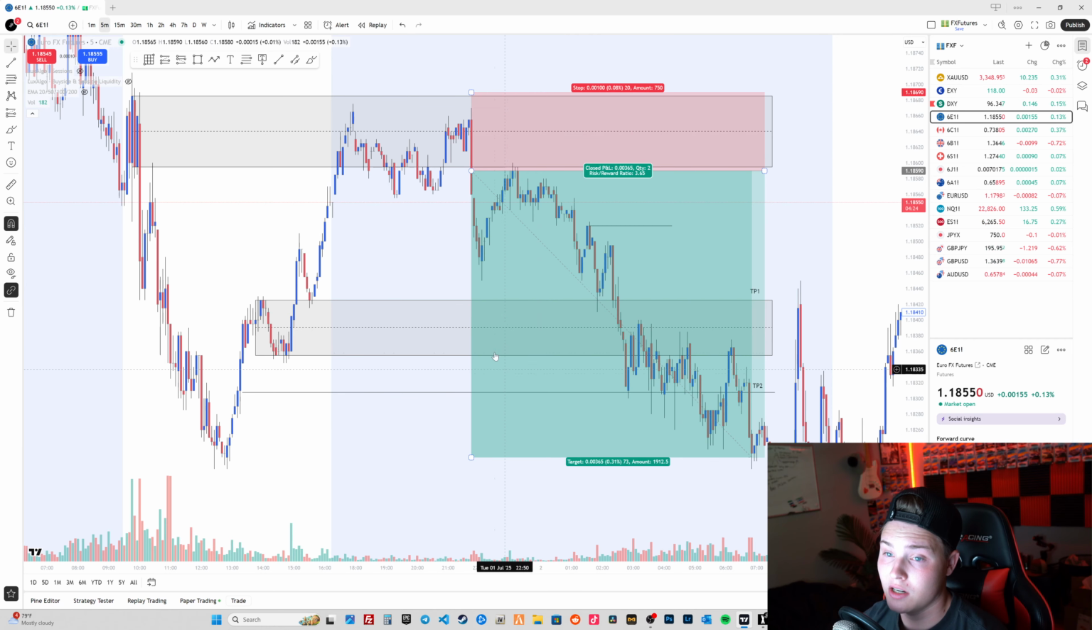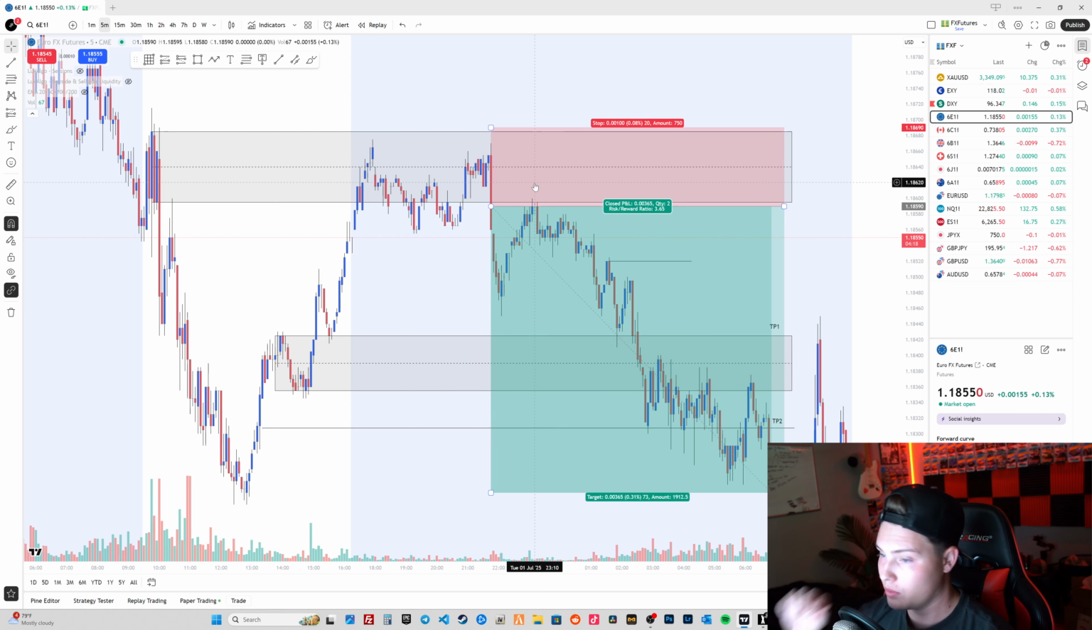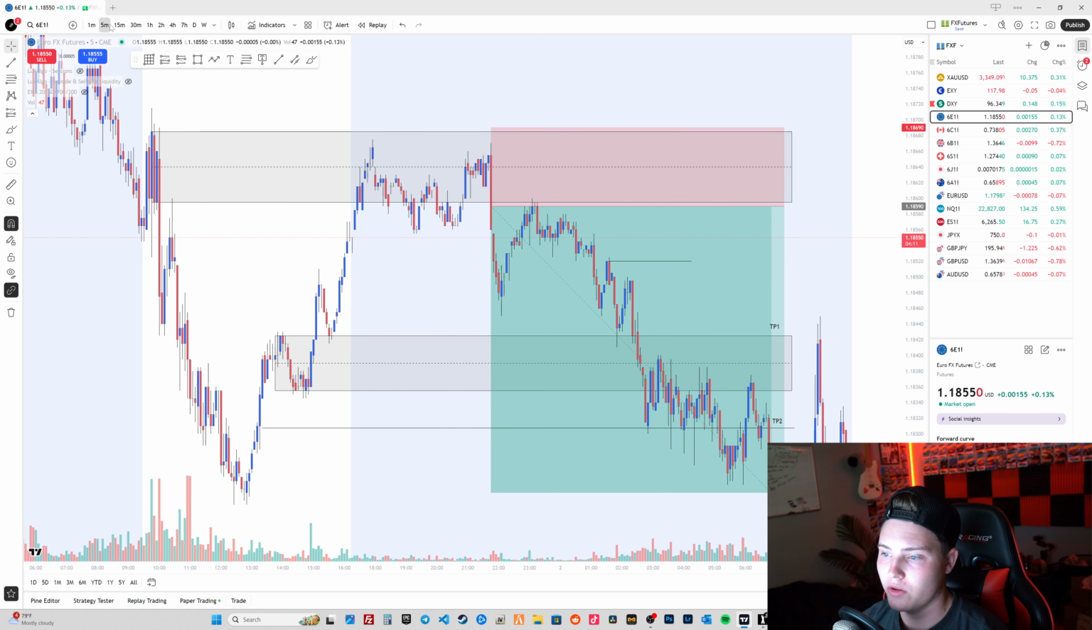That's why we entered. And our stop loss, we basically just put the stop loss above these highs over here, which is above the order block right here. So, pretty simple stuff. It's a pretty cut and dry trade. Nothing crazy. We just scaled down from a higher time frame.